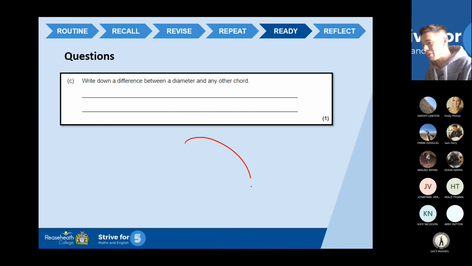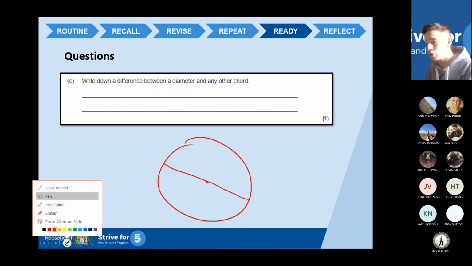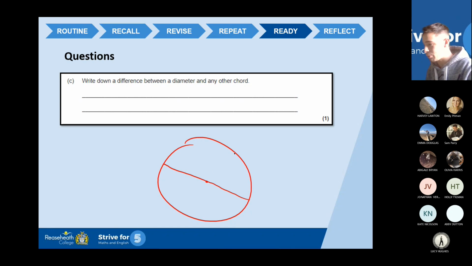Now, I'll draw a little diagram to show you. There's the center. There's the diameter going through, and then a chord could be this, for example, goes from one edge to the other. It doesn't touch the center, doesn't pass by it.